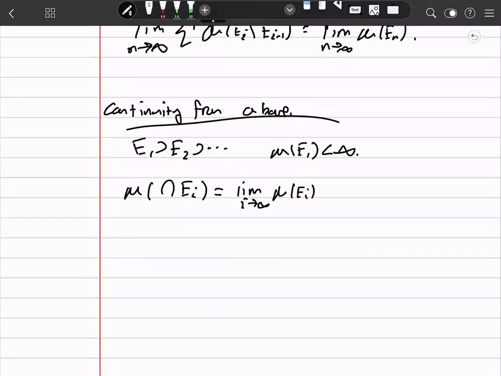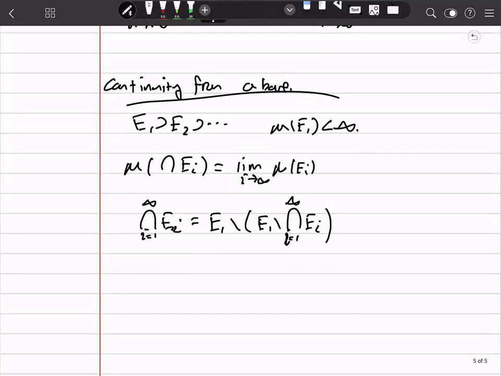Right, now to show this, what we can do is we can notice that the intersection of E sub I from I equals 1 to infinity is actually going to be equal to E sub 1 set minus the union of E sub 1 set minus E sub I.